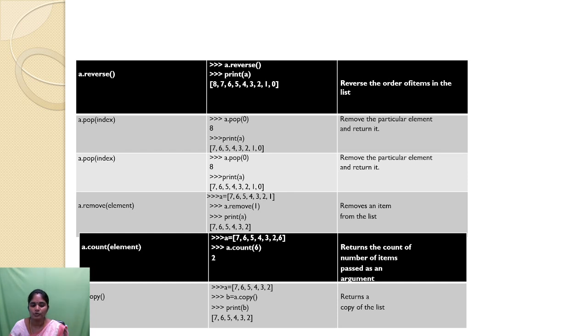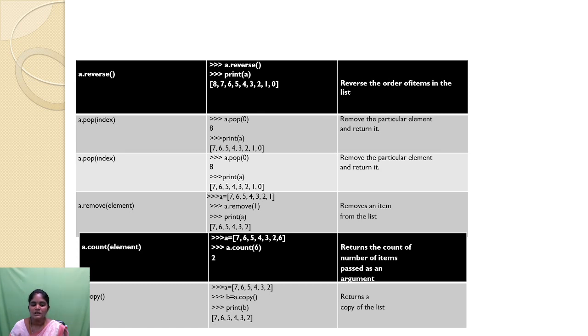Next we move on to remove. Remove is similar to pop, but a particular element will be removed from the list. Here I have given the list a as 7, 6, 5, 4, 3, 2, 1. Here I include a remove function, a.remove of 1. Print a, and the answer will produce 7, 6, 5, 4, 3, 2. See here, the element 1 is removed from the list. That is performed by the remove operation.